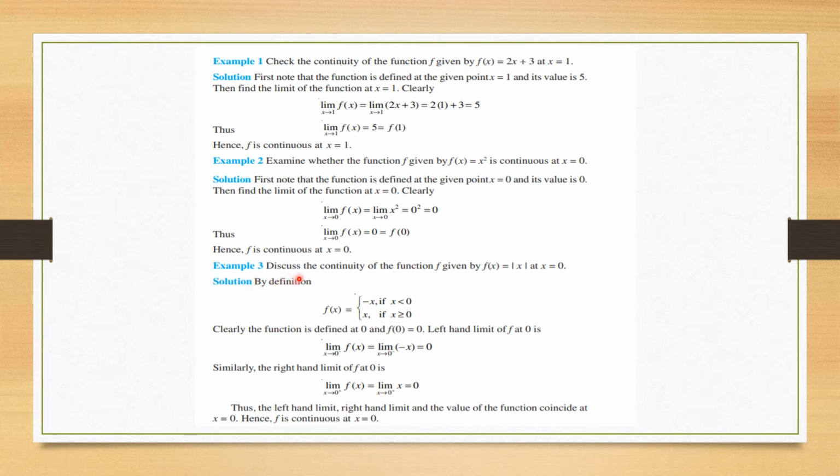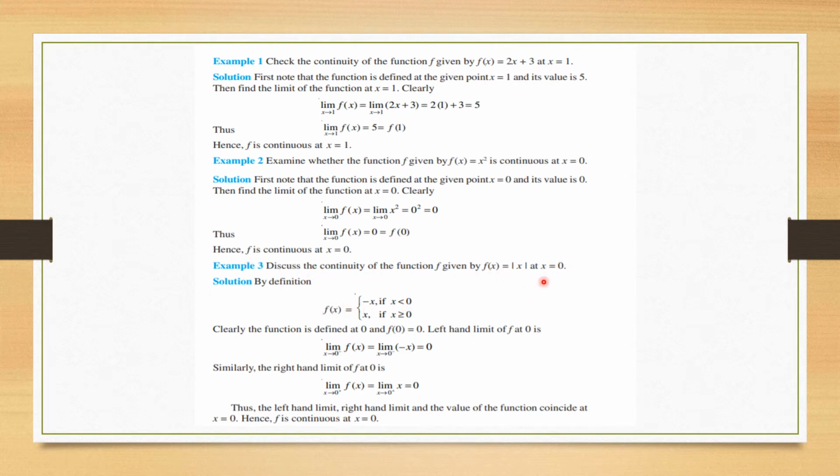Example 3 says: now when we need to check the left and right hand limits, when the definition is different, or in questions like modulus or greatest integer, or the ones with different conditions that behave differently from the left and right side. A few examples are the modulus function and the greatest integer function. In those questions, or where a different definition is given, we check the left and right limits. So discuss the continuity of the function at x = 0.